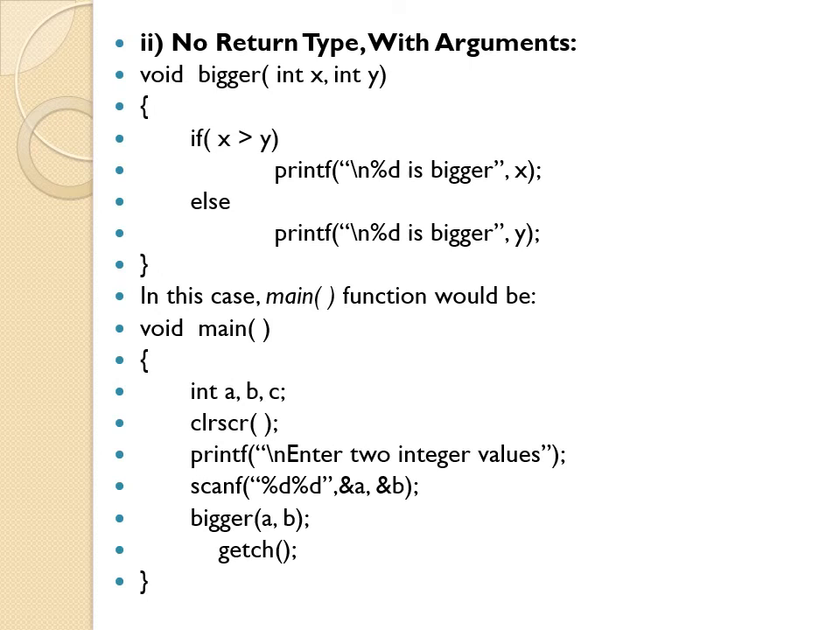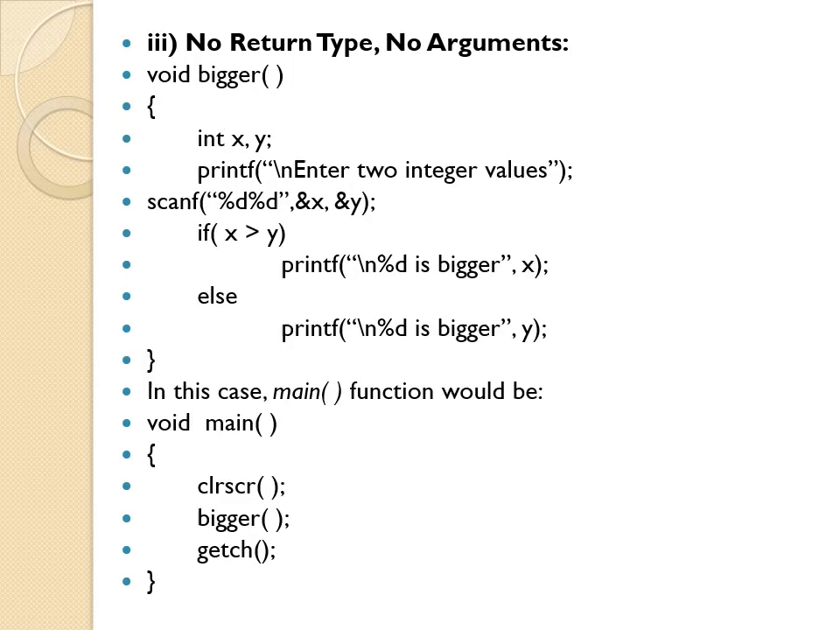Another model has arguments and no return type. Because it does not have a return type, we have written void here and there is no return statement inside the bigger function. Instead of a return statement, we directly print out the bigger of the two numbers here. Because the bigger function is not returning any value, while calling it I am passing the arguments, but I am not catching a return value because the function doesn't return anything.